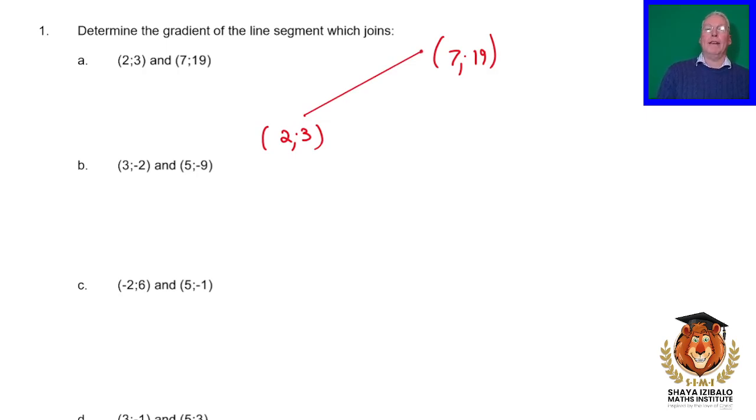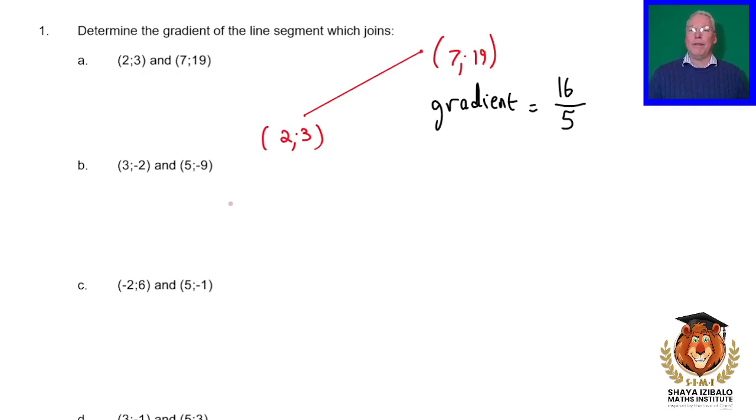The gradient of this line is just going to be how much it has risen. From 3 to 19, remember rise has to do with y values, it's risen 16, and from 2 to 7 it's run across 5. We can use the formula 19 minus 3 over 7 minus 2. Okay, let's do another one.